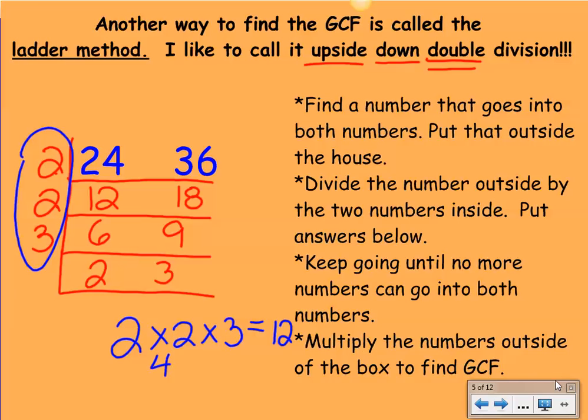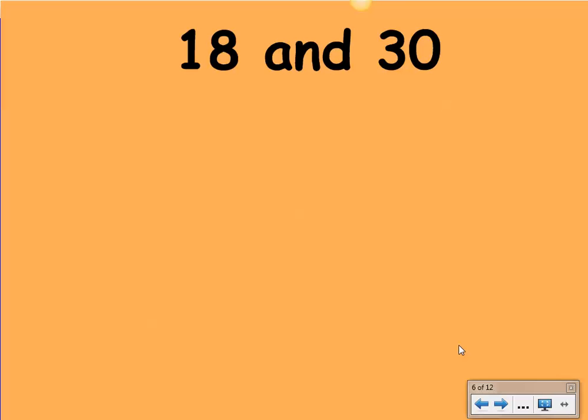I'm going to run through one more example so you guys can see how this works just one more time. This one you don't have to write down, but just follow along with me. So I have 18 and 30. So again, I need to think about, well, what's a number that can go into both 18 and 30? They're both even, so I know 2 can, but I'm also seeing that 3 can go into both of them as well. So I'm going to start with 3 this time.